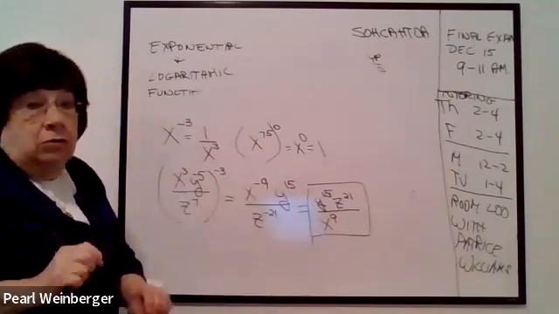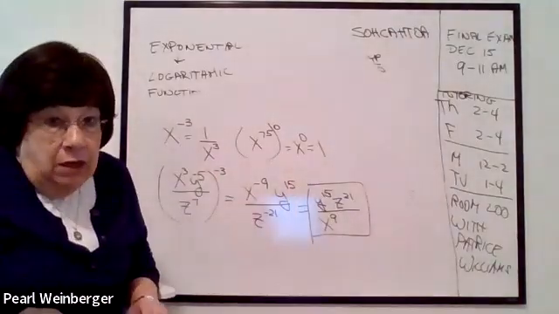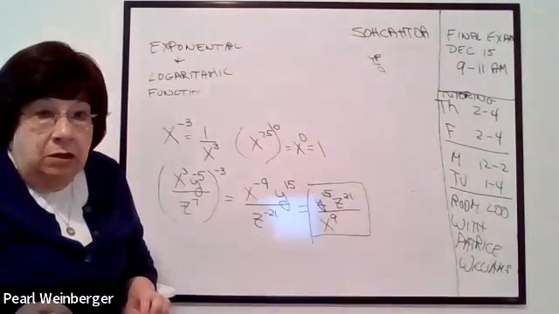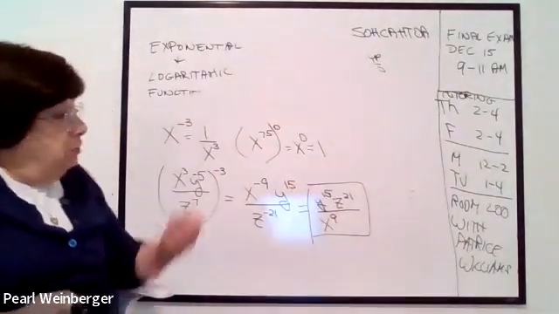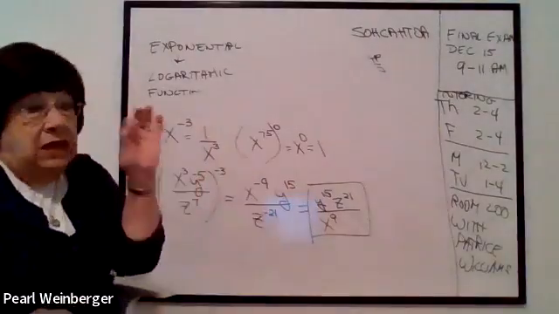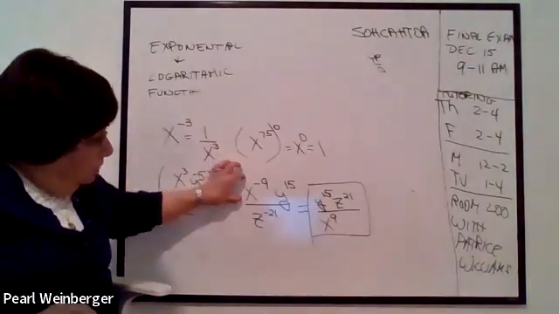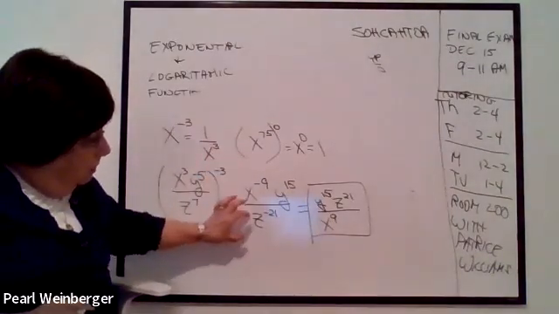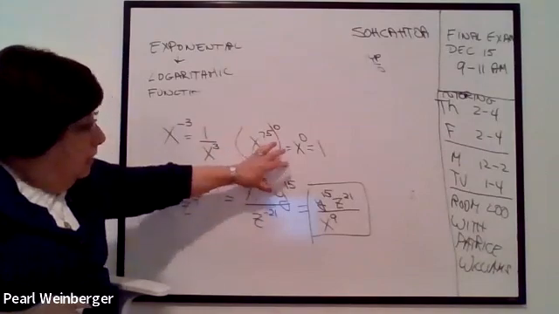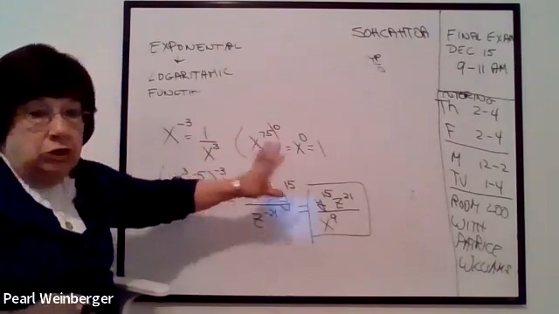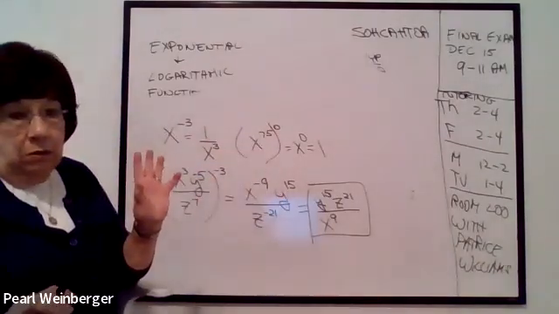This is your answer. In other words, you don't want to leave your answer with negative exponents. You want to leave them only with positive exponents. So move anything that has a negative exponent. If it's on top, move it to the bottom. If it's on the bottom, move it to the top. If it has a positive exponent, just leave it where it is.